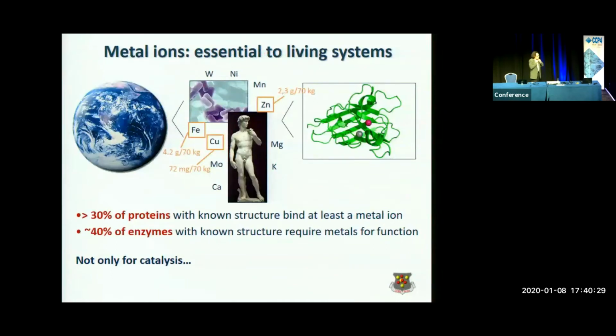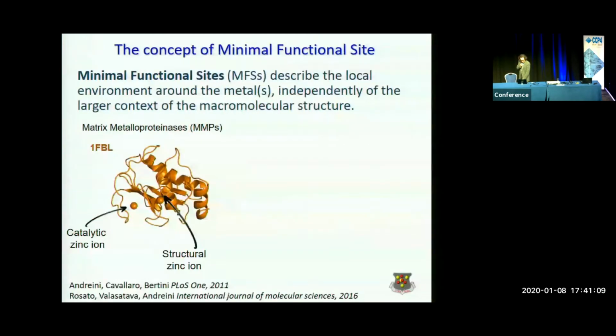So metal ions are the focus of our research, and that's because they are essential to living systems. We estimate, just by looking at PDB contents, that about 40% of enzymes, for example, require metals for their catalytic function. And of course, as you are probably aware, the role of metal is not limited to sustaining catalysis. They're also involved in structural roles, for keeping, for example, the three-dimensional structure with the proper fold.